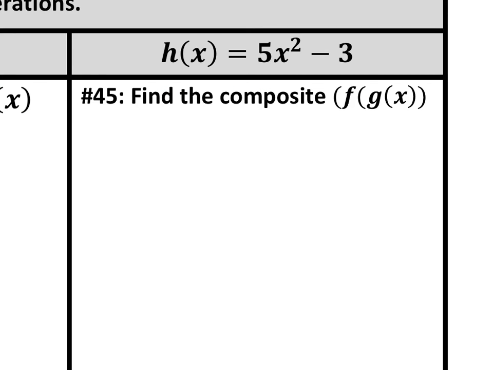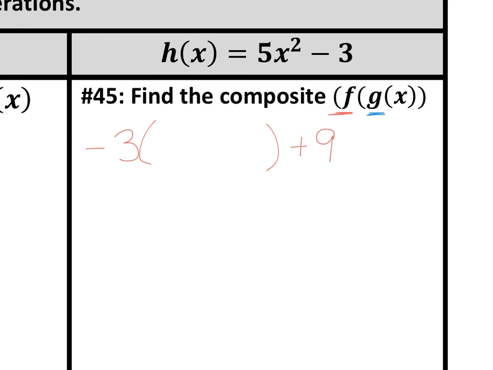Number 45, very last problem, is find the composite f of g of x. So that means that f of x is going to be our outside function. I'm going to do that one in red. And g of x is going to be our inside function. So we're going to start off by writing f of x, which is negative 3x plus 9. But whenever we get to the x, we're going to put a big set of parentheses instead. So negative 3 parentheses plus 9 instead of negative 3x plus 9.